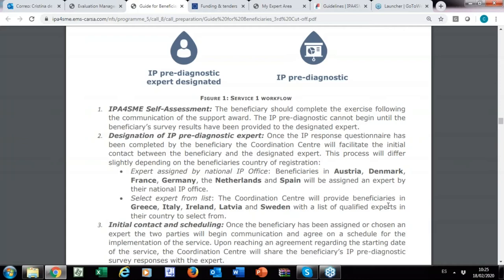I'm talking about Austria, Denmark, France, Germany, the Netherlands, Spain, Greece, Italy, Ireland, Latvia, and Sweden. Those are the ones that can benefit from service one. And service one is a service provided by third parties somehow, so by experts per country.